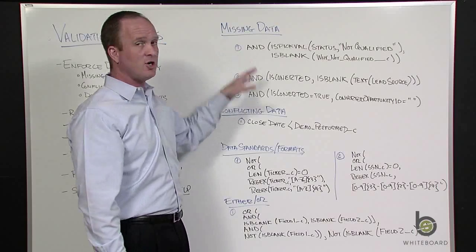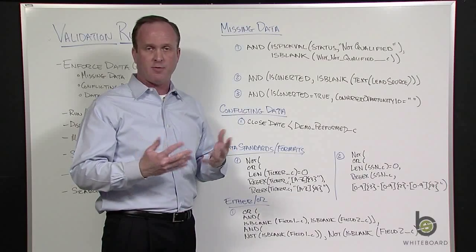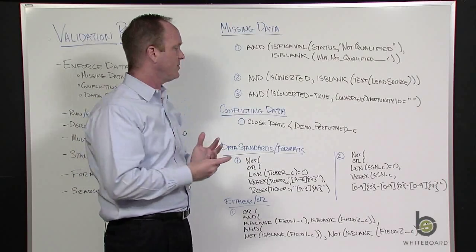So we want to make sure that we're enforcing the creation of the opportunity record on conversion. Start noticing that for the alert to happen, or for it to block the save of the record, the formula has to be true. So that's something to keep in mind.